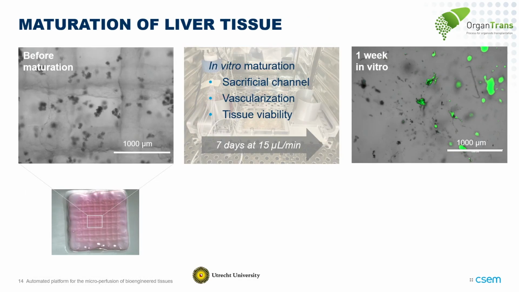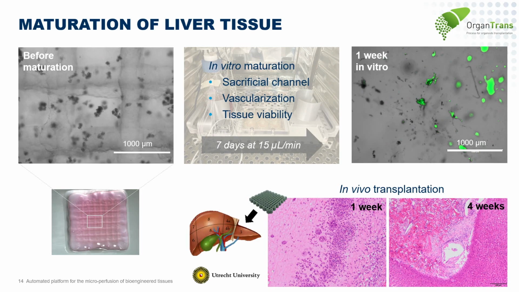And then, if you look here at the viability and how the tissue looks like after 1 week of in vitro maturation in the platform, you can see before maturation here we still have the sacrificial channels, we have the organoids, and after 1 week on the right-hand side here, you see the sprouting of the spheroids with the cells going out of the spheroids, and that's the viability of the cells with the live dead cells. You see that the cells are well alive after 1 week in vitro maturation.